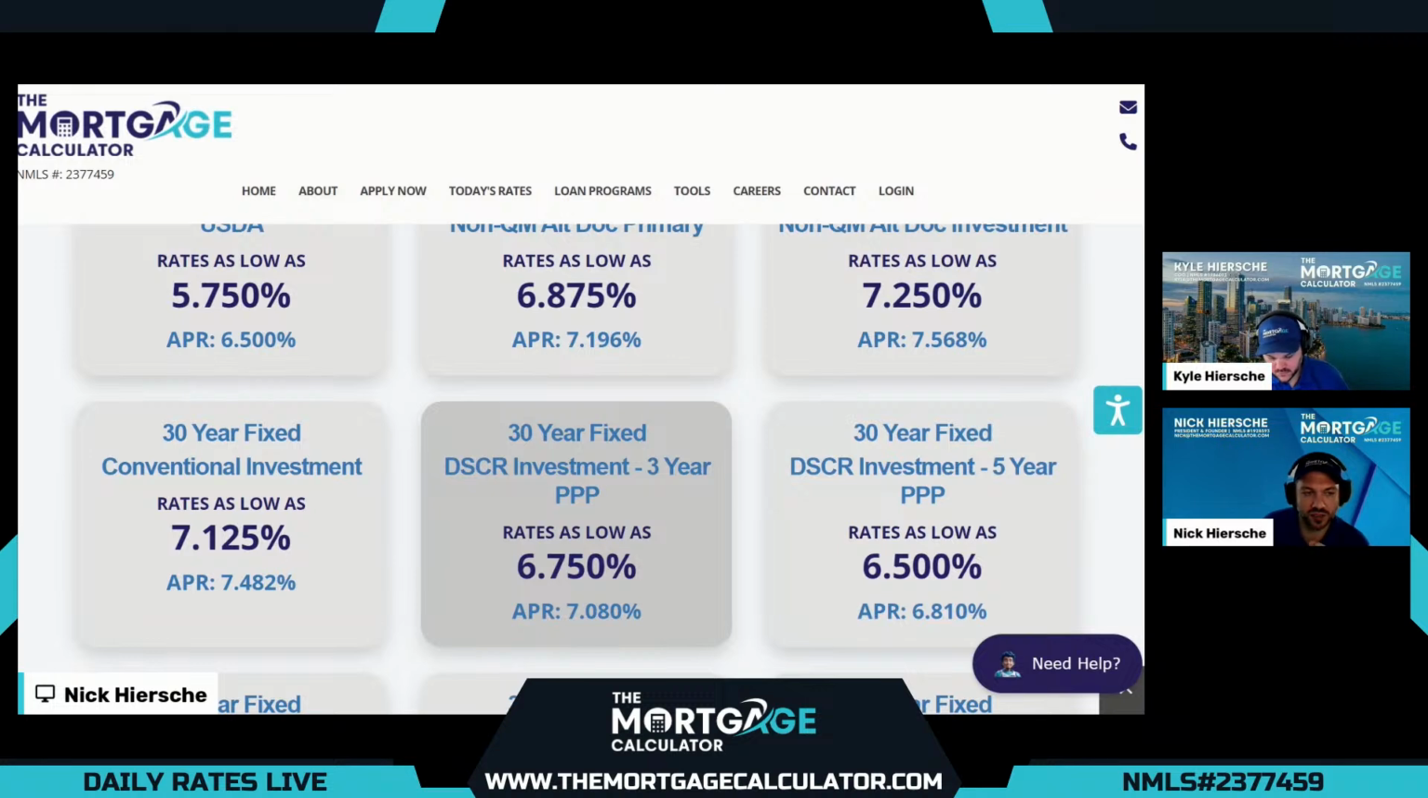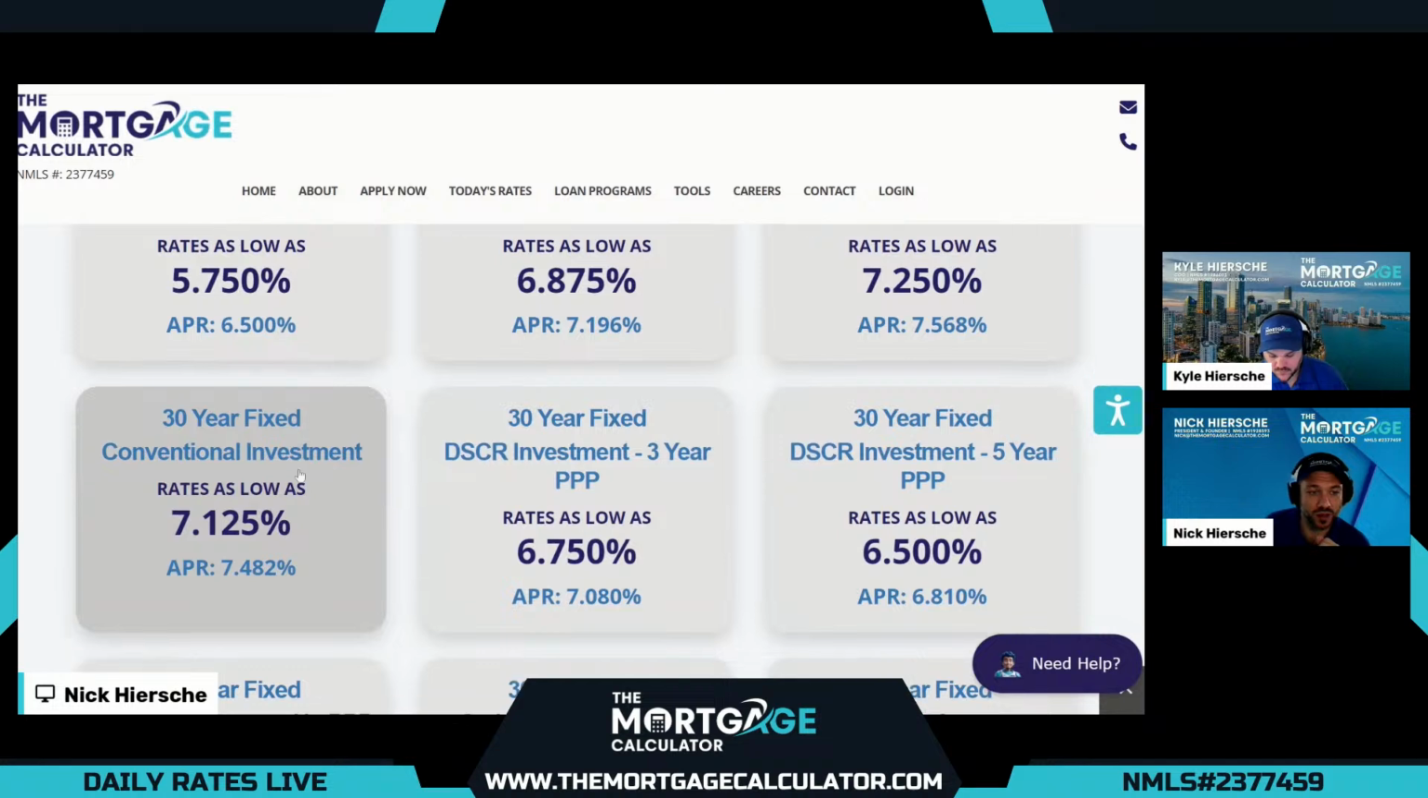Most common program here is a 3-year prepayment penalty, rates as low as 6.75, final APR 7.080. Notice that's better than our conventional option. And our 5-year prepayment penalty option is available for some programs. That brings the rates down to 6.5, final APR 6.810. Which is blowing conventional out of the water here.